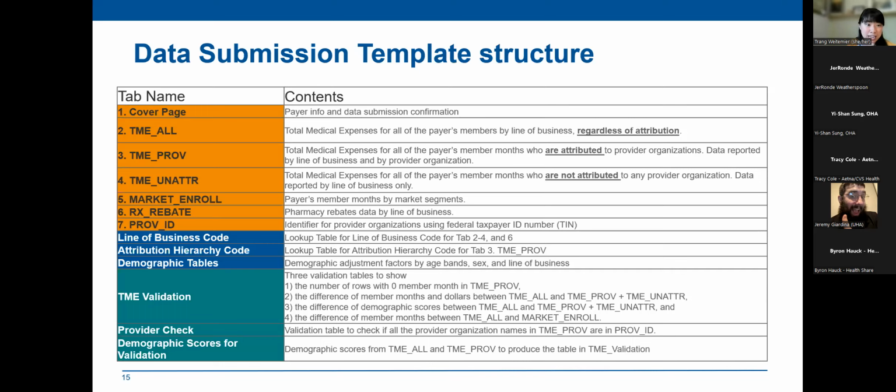The last 3 tabs are our data validation tabs. This is the last section of the webinar, data validation, so I'm not going to review them right now, but we will color code them in a teal color, so look out for that. Let's go to the next slide.